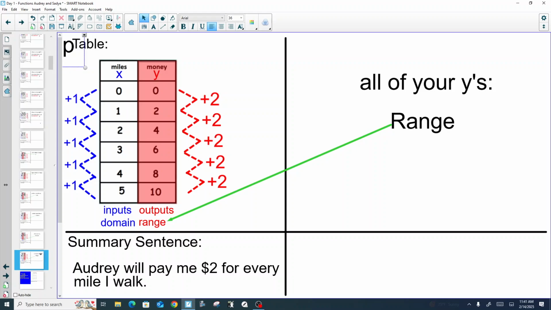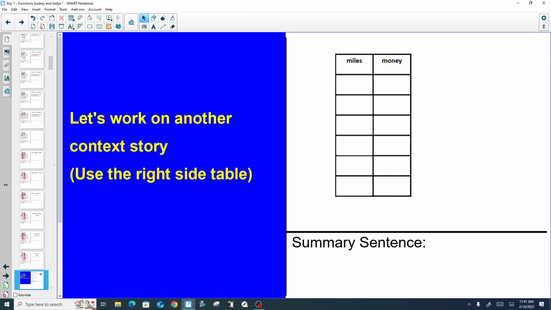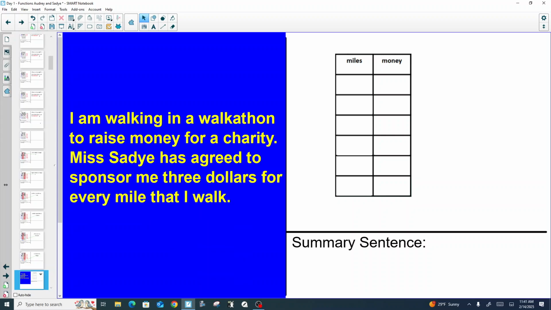We will come back to that table in just a second. Now, don't you have a blank table over on the right side of your paper right there? Could you go put down miles and money also? And we're going to be doing another context story problem, just like what the Audrey problem was. It's a scenario, it's a situation, and we're going to be looking at it in that context, and we're going to build on a little bit of what we know, and then we're going to do some cool stuff with it on the back.